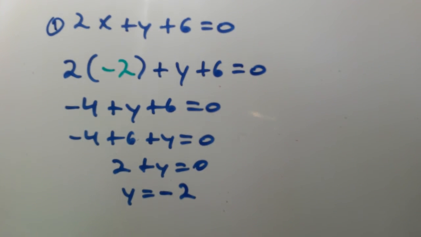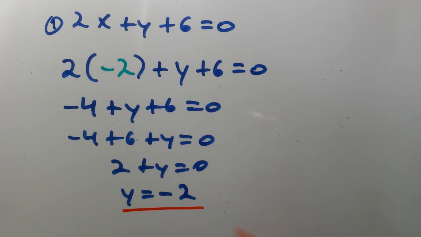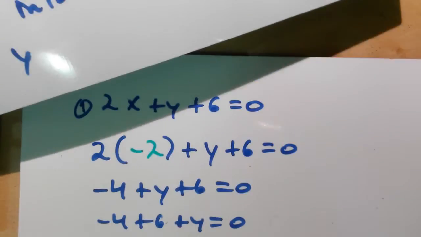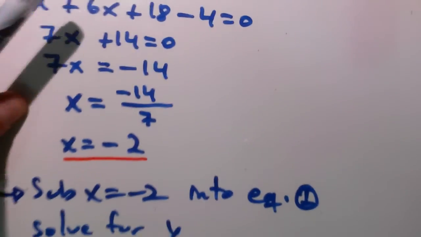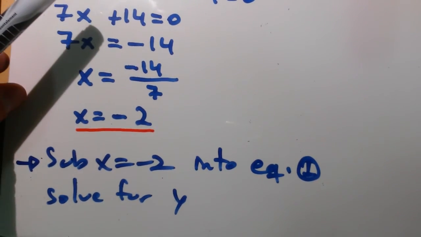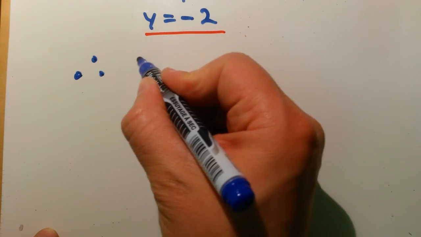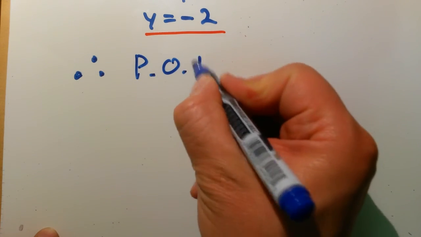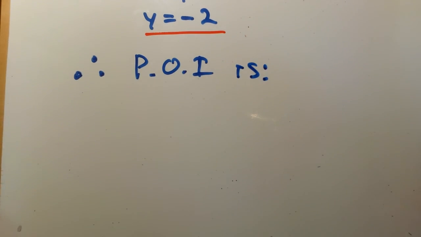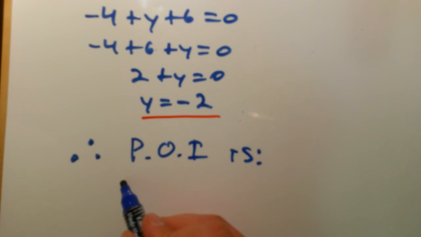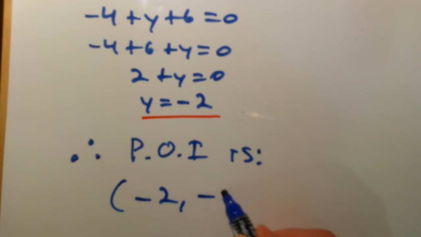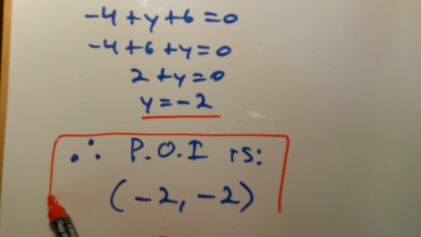Okay, so now we have our two values. We have x as negative 2, and y is equal to negative 2. So our answer is going to be, therefore the point of intersection is negative 2, comma, negative 2. And that's our answer.